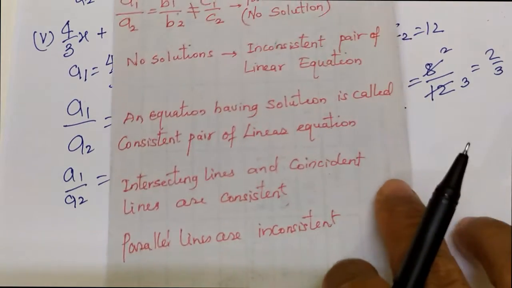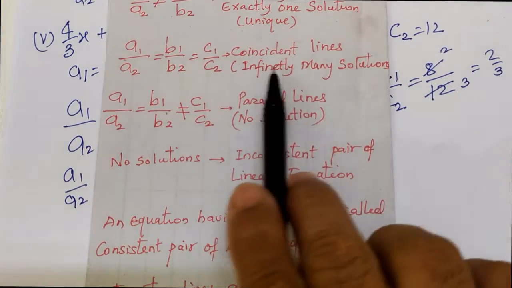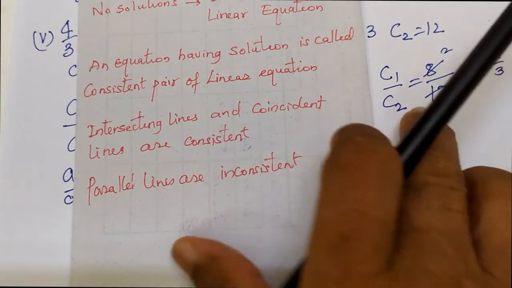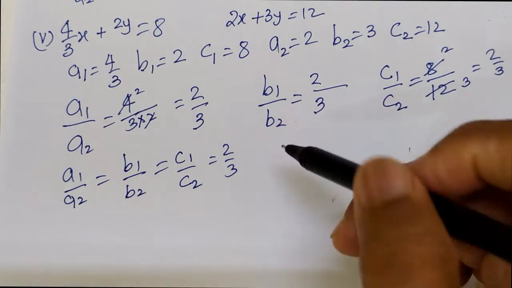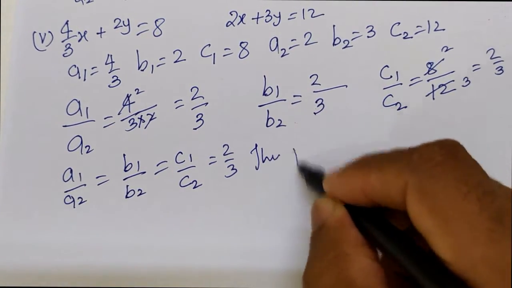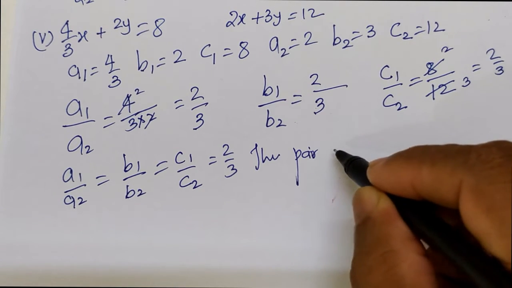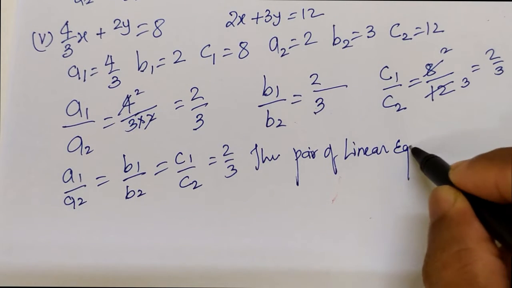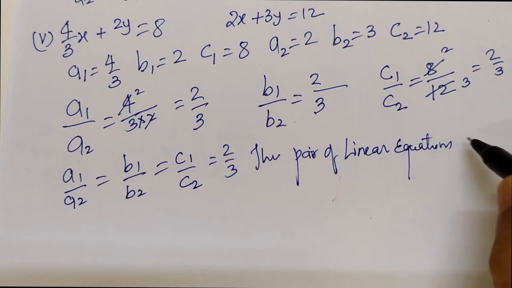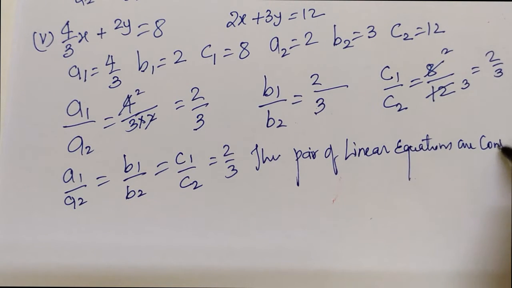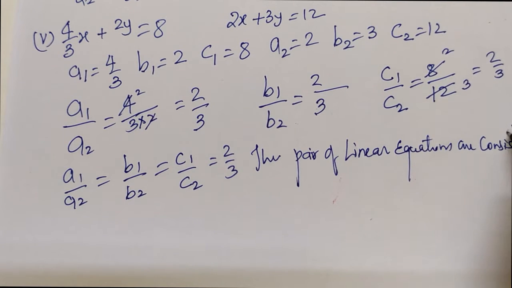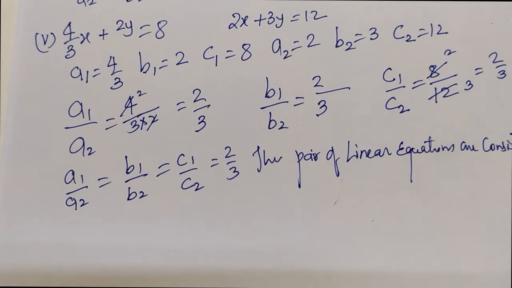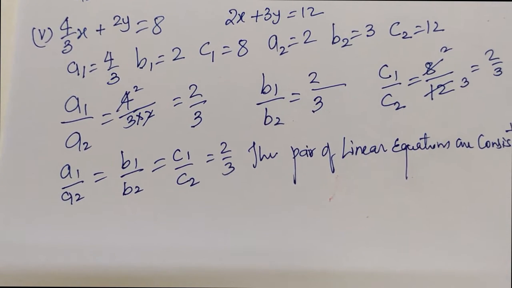So when we get all the three equal, we call it coincident lines, and coincident lines are consistent. So the pair of linear equations given above are consistent. So that's the answer.